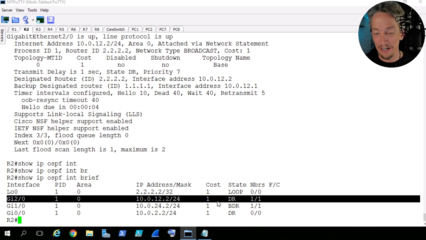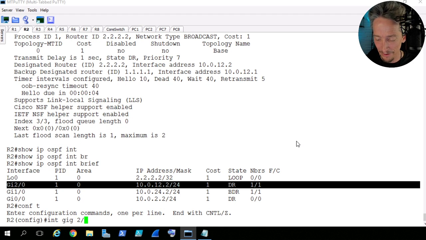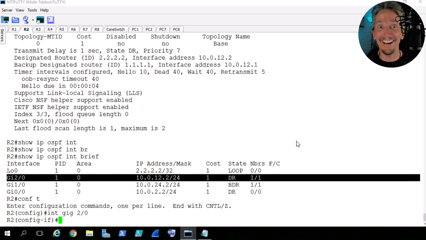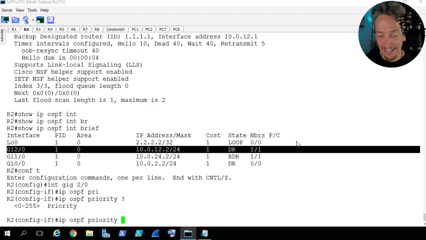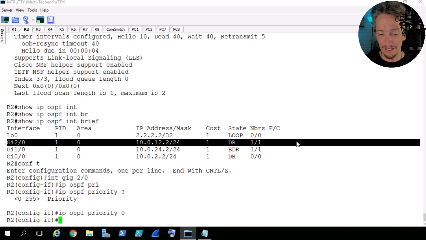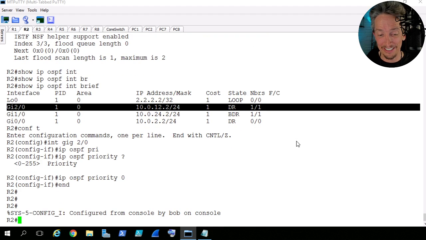And what happens if we do a priority on that interface of zero? Which should mean don't be a designated router. Let's try it. Interface gig 2/0, and IP OSPF priority zero. Meaning if we are two routers that were just coming up and our priority is zero, it means don't be a DR. And now that it is the DR, let's see how that affects it. Show IP OSPF interface for gig 2/0.